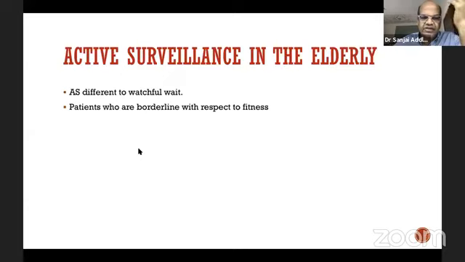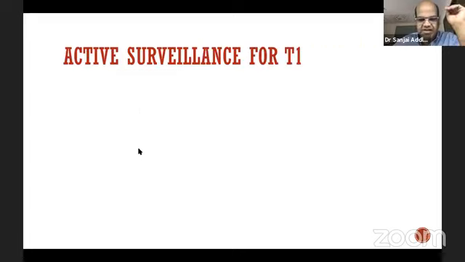Okay. Patients who are borderline, somebody who has got coronary artery disease, you want to keep an eye on them until they become probably fit, or they deteriorate and they become unfit for anything. So in those sort of cohort, you can keep them on active surveillance. So this is the second cohort of population where active surveillance is relevant.